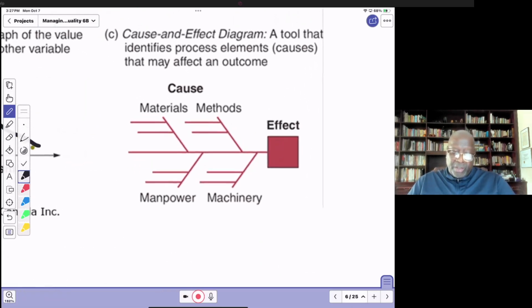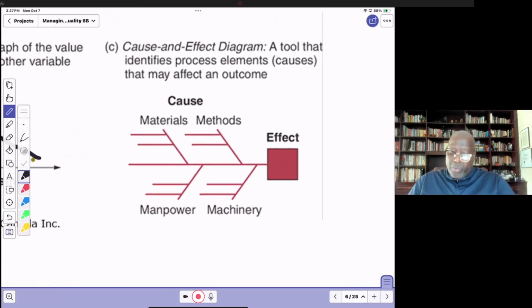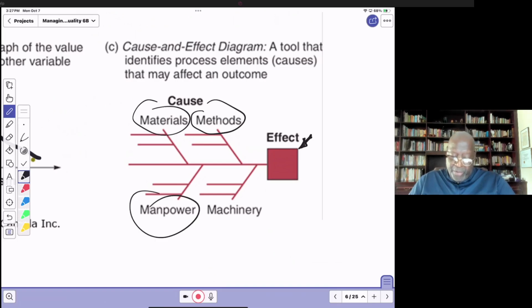As I was telling you, in terms of a cause and effect diagram, we have the issue that we're trying to address over here, and we want to identify the causes. We could group the causes according to categories. The causes could be methods related, materials related, manpower related, machinery related. It could also be in terms of policies.